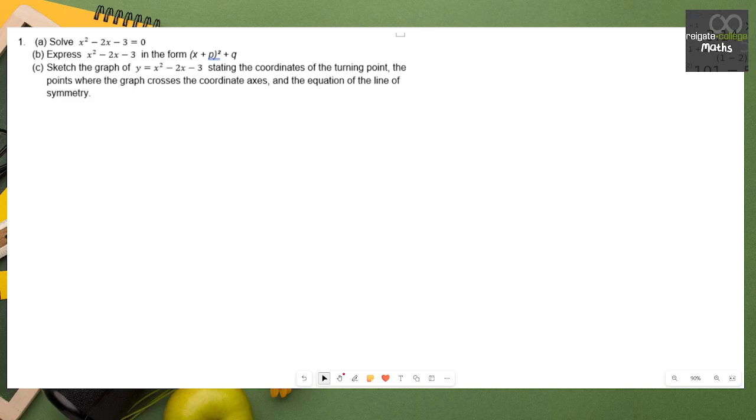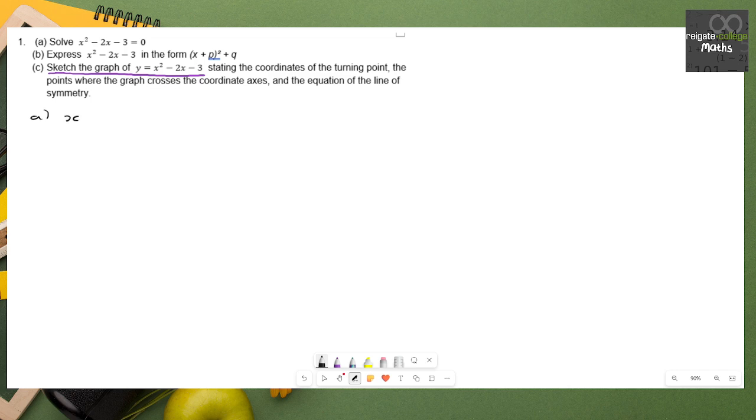So we've got an example here that we're going to work through together to ultimately answer this question. Sketch the graph of y equals x squared minus 2x minus 3. So these strategies that we've split up into parts A and B here are, as I've said, really useful ways to think about the curve.